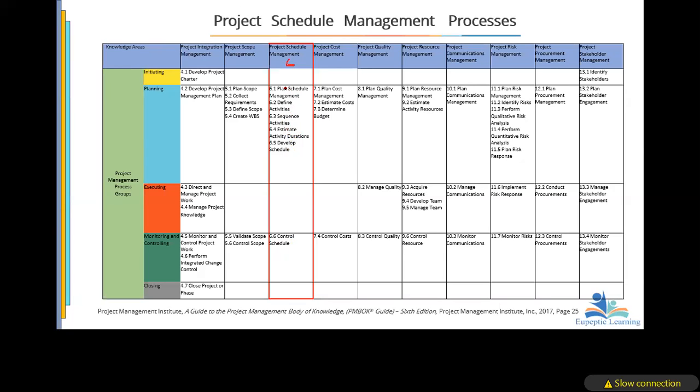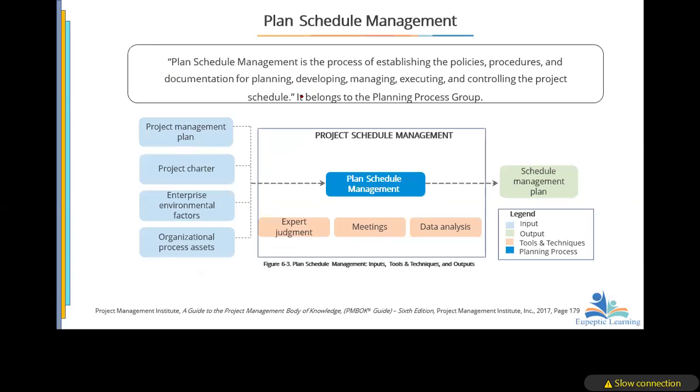So let us look at the first process in schedule management. You plan schedule management. Plan schedule management is the process of establishing the policies, procedures, and documentation for planning, developing and managing or executing what? The schedule. And it belongs to the planning process group.